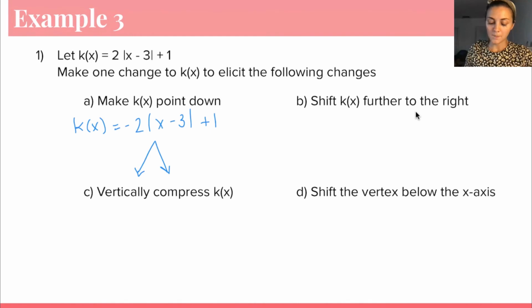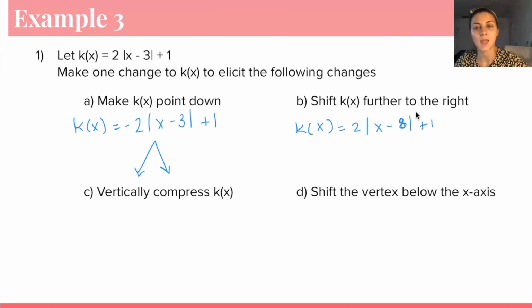Cool. B, shift k further to the right. So the x minus 3 was already going 3 to the right. So that means I just need to go farther. I need to make that h value even bigger. So I just need to choose a number bigger than 3. What number do you think I should do? 8? Okay. Good choice. There. So if I made that 8, then my graph k is going 8 to the right.